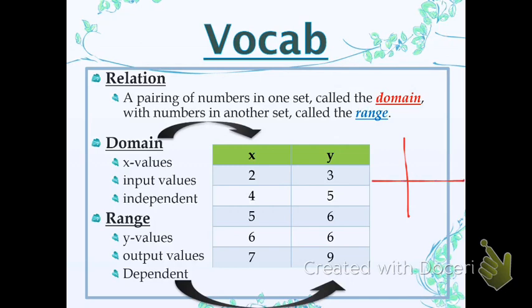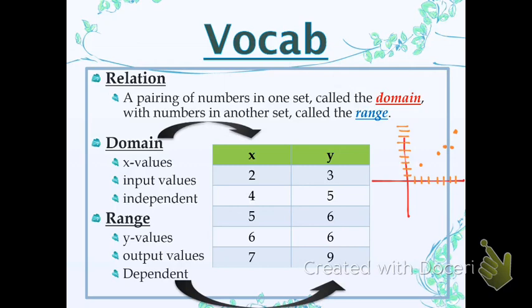So plotting the point 2, 3, and 4, 5, and 5, 6, 6, 6, and 7, 9. So that would be the same relation shown as a scatter plot. Or I could also show you this same relation as a set.